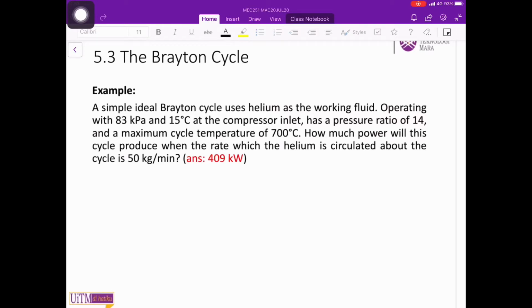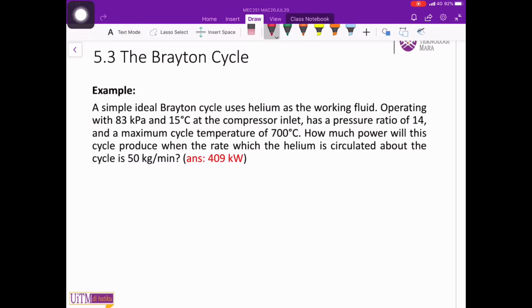Example 1. The Brayton cycle. The question states that a simple ideal Brayton cycle uses helium as the working fluid, operating with 83 kPa and 15 degrees Celsius at the compressor inlet, has a pressure ratio of 14 and a maximum cycle temperature of 700 degrees Celsius. How much power will the cycle produce when the rate at which the helium is circulated about the cycle is 50 kg per minute?